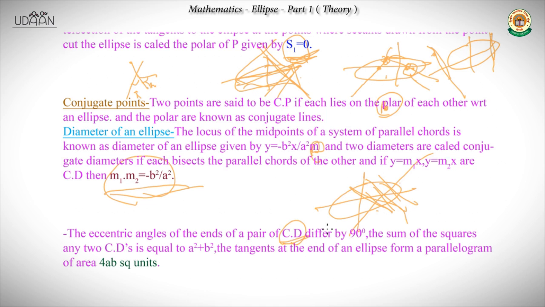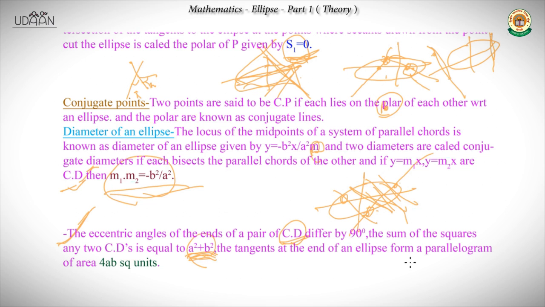Next, an important point which might be used in questions: if the eccentric angles at the ends of conjugate diameters, CD meaning conjugate diameters as we have referred here, differ by 90 degrees, then the sum of the squares of any 2 conjugate diameters, which means the lengths of the conjugate diameters, equals a square plus b square. So it's a very important property, try to remember it.